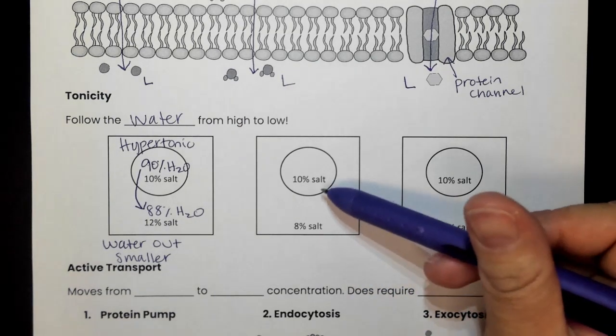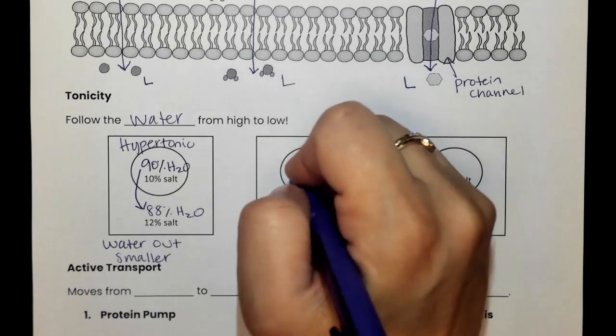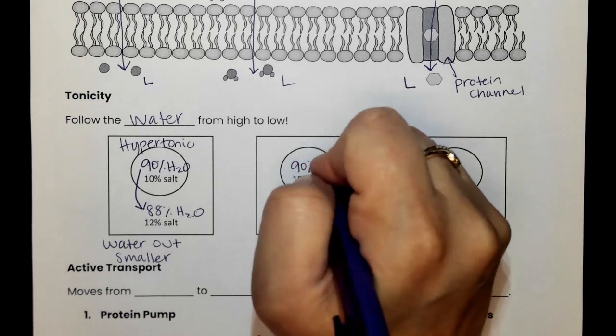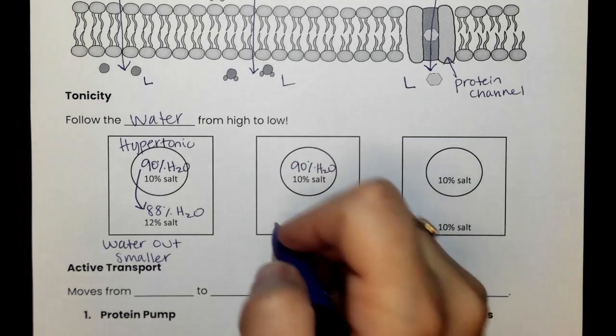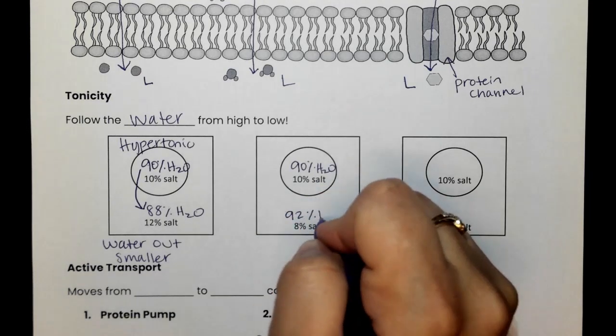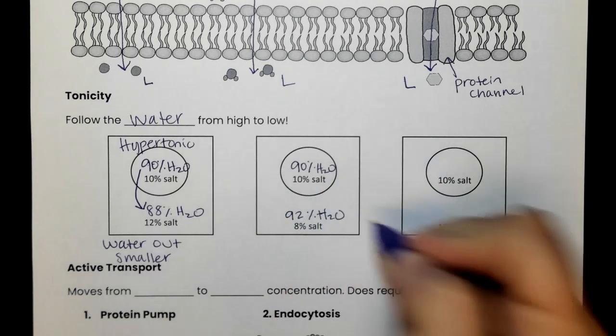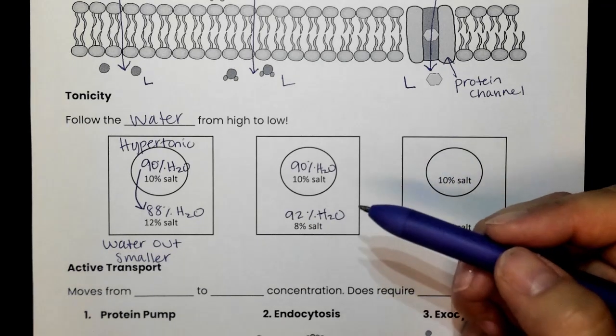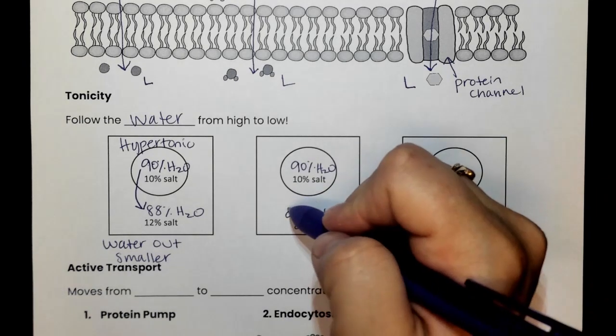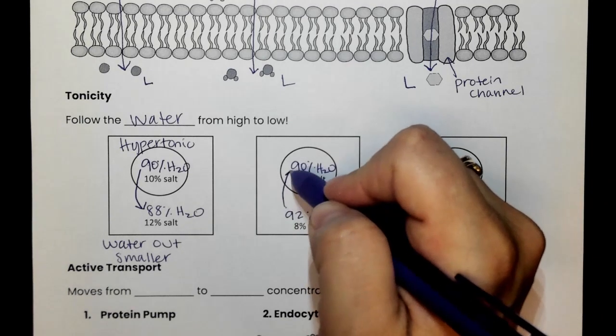The second one here, I have a 10% salt solution inside the cell, which again means I have 90% water. Outside the cell, I have 8% salt, which means I have 92% water. So again, water moves from high to low, so I just draw my arrow from the bigger number of water to the smaller number of water. So in this case, water is going to move into the cell.